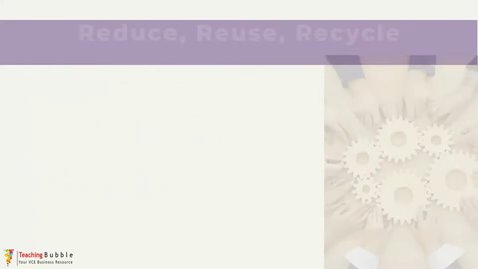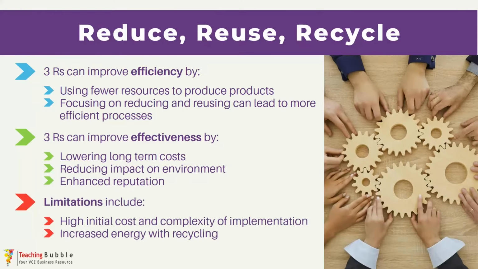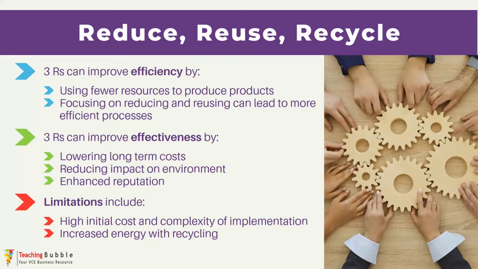Now, as with all our strategies that we've looked at in previous videos, we need to look at how they improve the efficiency and effectiveness of the operations. So, by focusing on reducing and reusing, the business can streamline their processes, which leads to more efficient operations. And also, they're using fewer resources to produce their products. So, using fewer resources leads to greater efficiency. And in terms of effectiveness, well, it lowers the long term costs of the business because they're using fewer resources, and it can also reduce the impact on the environment, which can enhance the business's reputation.